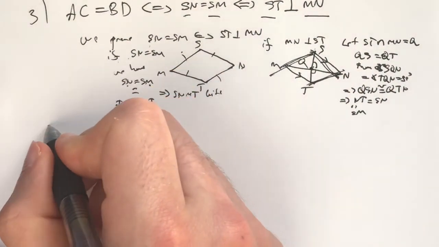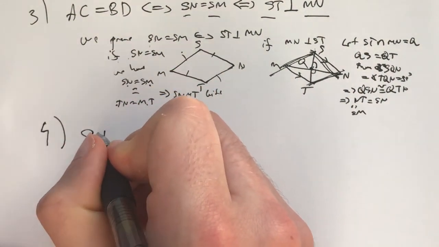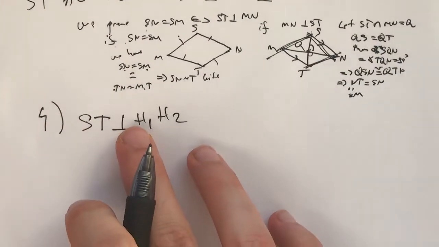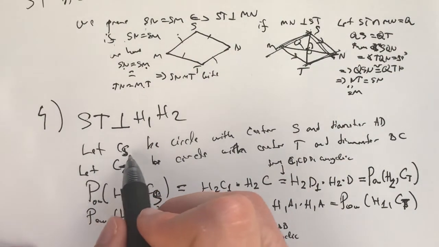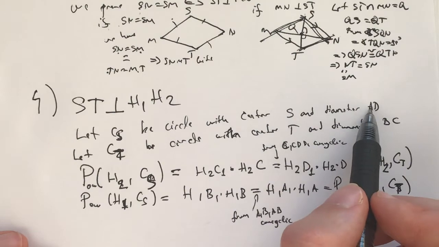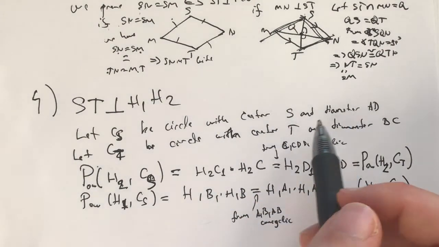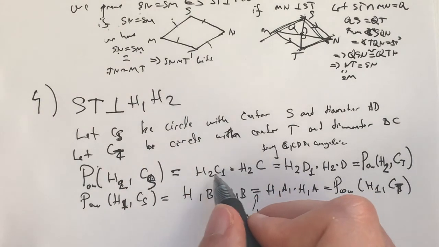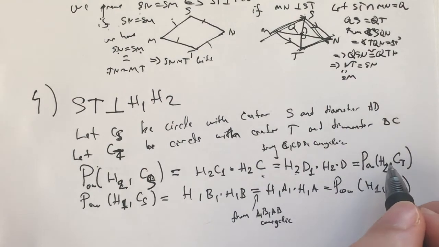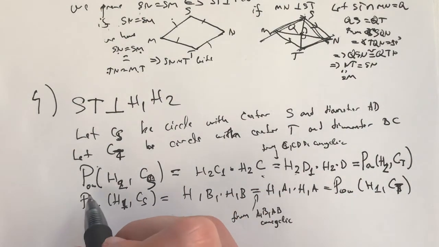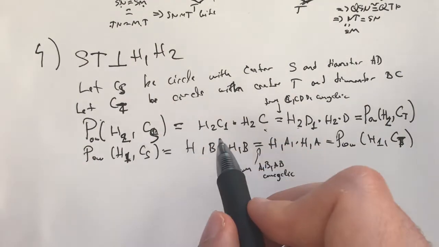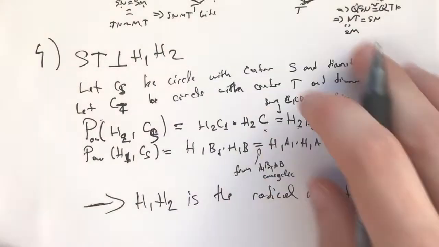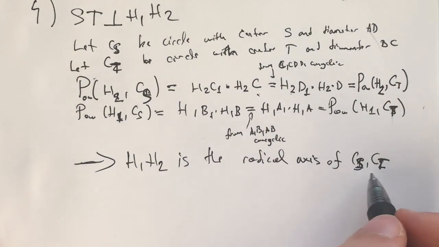And finally, with that, what we're going to prove is that ST is perpendicular to H1H2. And this completes the problem. And the way we prove this is let CS be the circle with center S and diameter AD, CT the circle with center T and diameter BC. We have the power of the point of H2 with respect to CS is equal to this, is equal to the power of H2 with respect to the circle CT. The power of H1 with respect to CS is equal to this, is equal to the power of H1 with respect to CT. And now this right here implies that H1H2 is the radical axis of CS, CT.